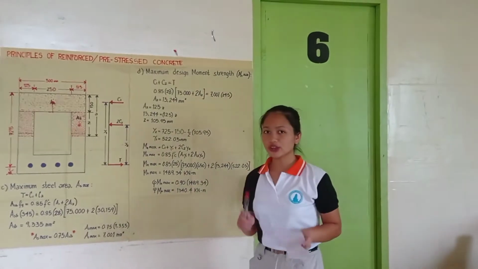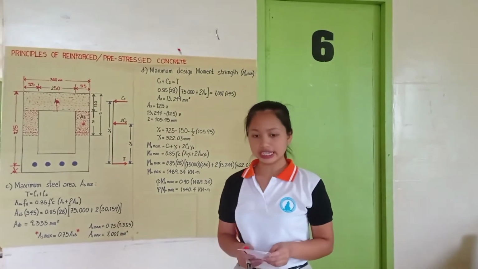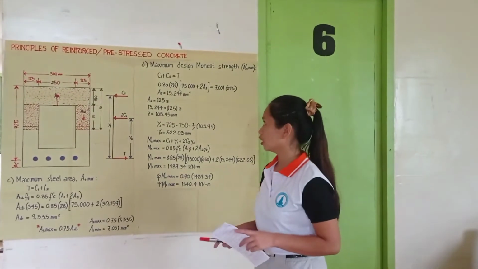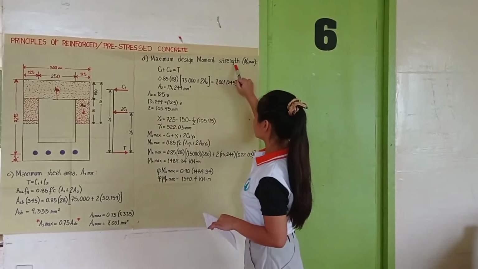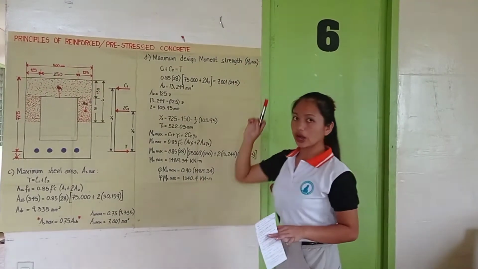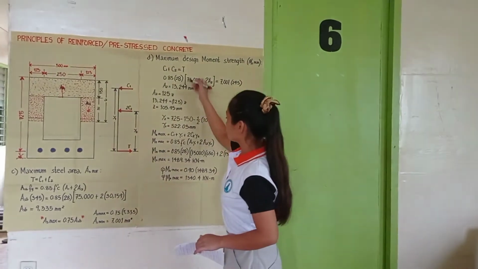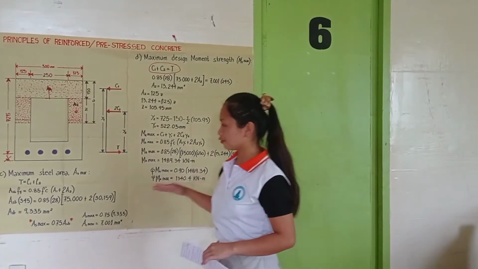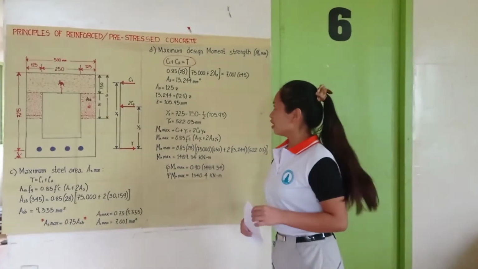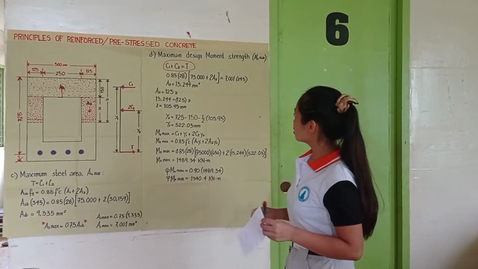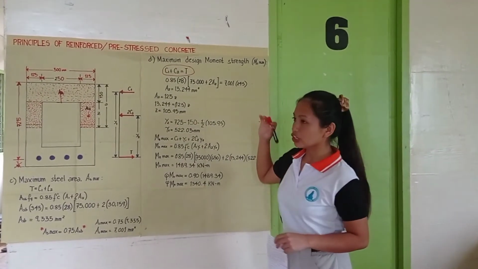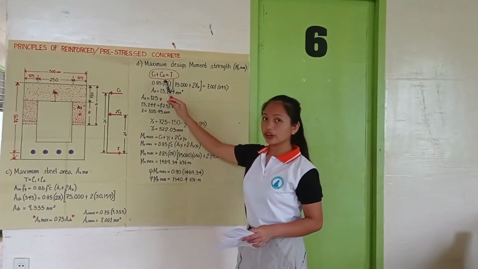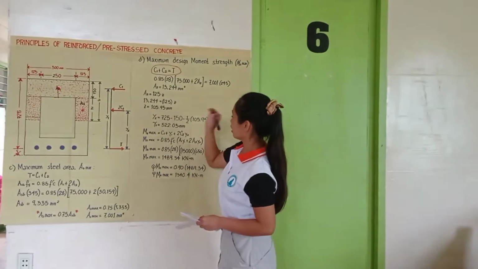At this moment, we will solve for the question for letter D. What is the maximum design moment strength under singly reinforced condition? So we will solve for the maximum design moment strength, that is Mn max. So our singly reinforced condition here is C1 plus C2 that is equal to T. So the same formula from letter C. In this condition, we will solve first for our new area 2. We will substitute for the formula of C, and I will write it again.